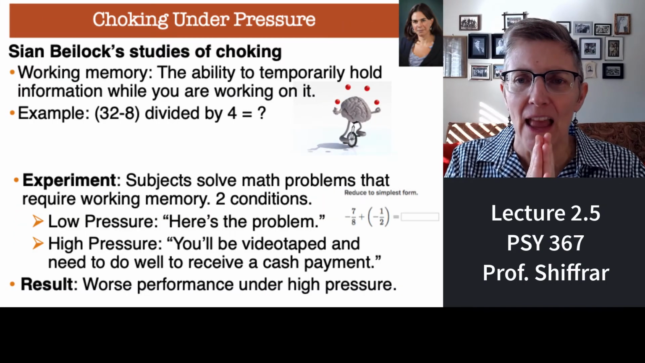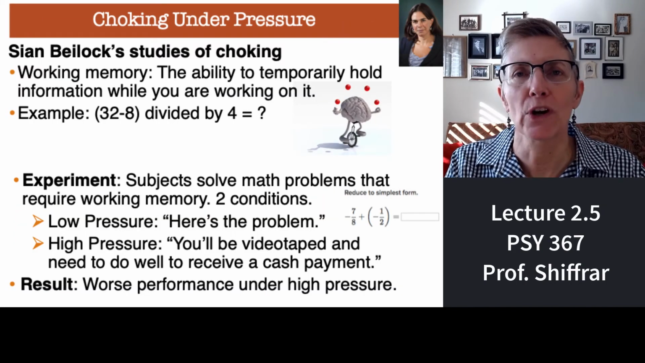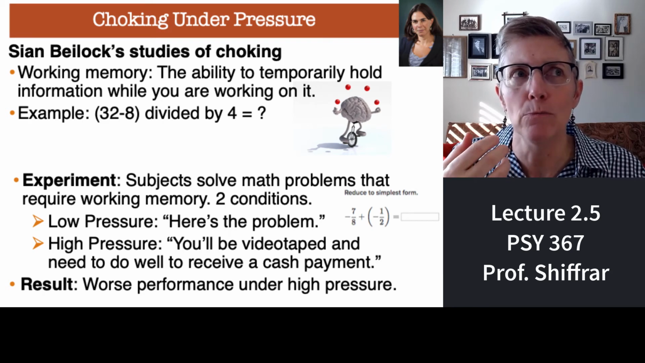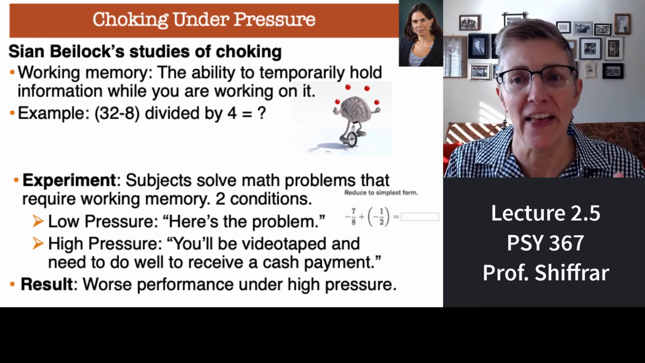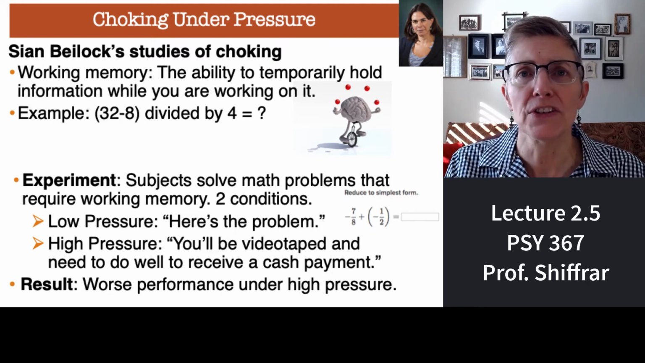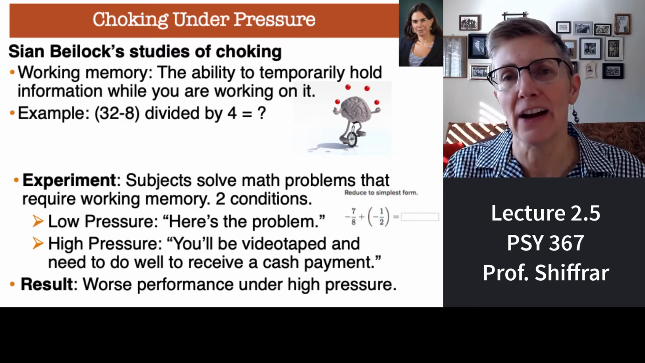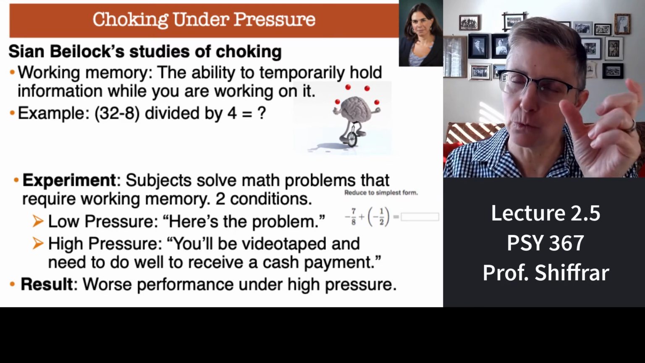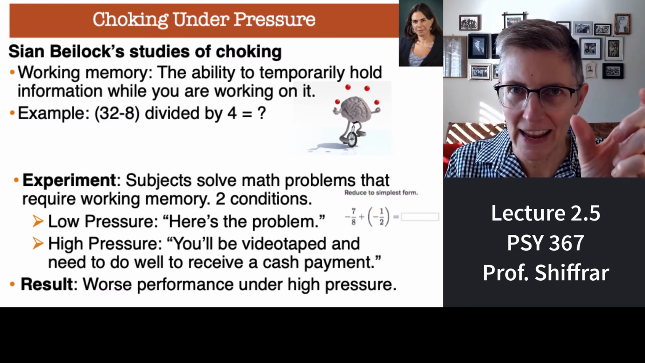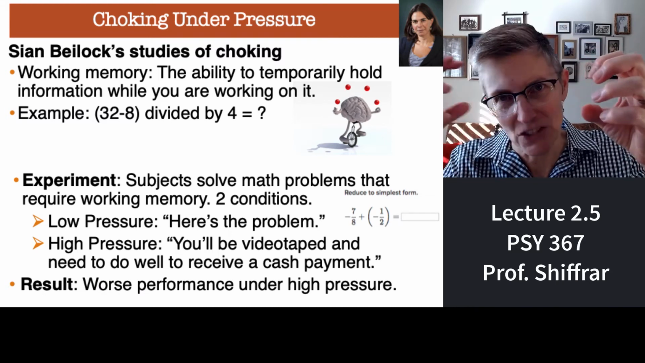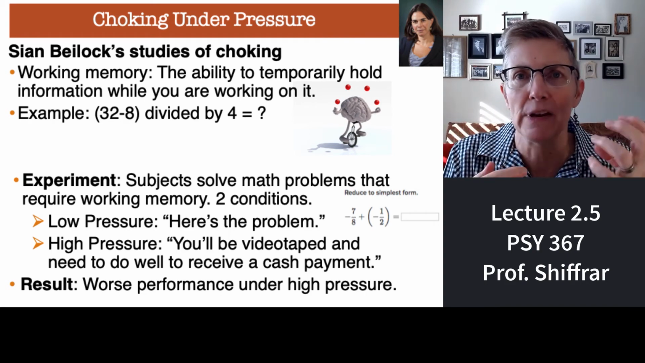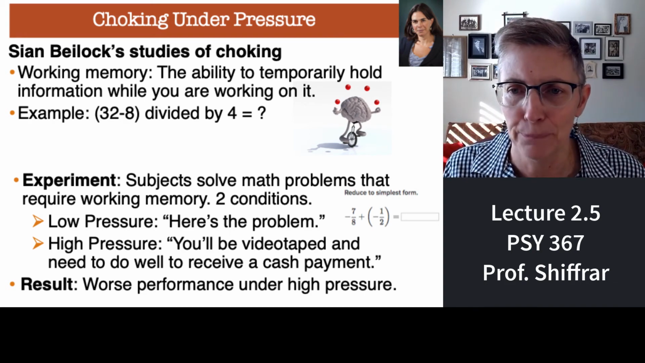Choking, we now know, has to do with working memory. Working memory is how much information you can process or hang on to at the same time. So if I ask you, what's 32 minus 8 divided by 4? Well, you have to remember, okay, 32 minus 8, and you have to remember the answer to that, and then hang on to that answer, and then pull in divided by 4. That's working memory. How much information can you work with at the same time?